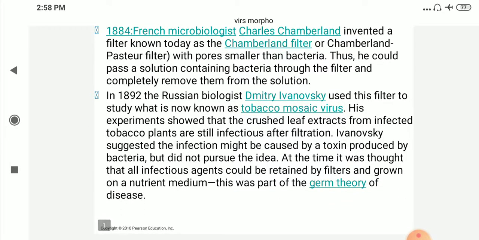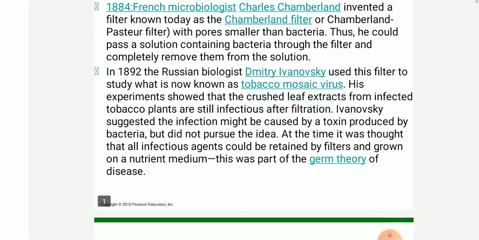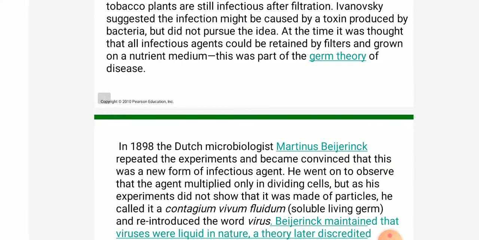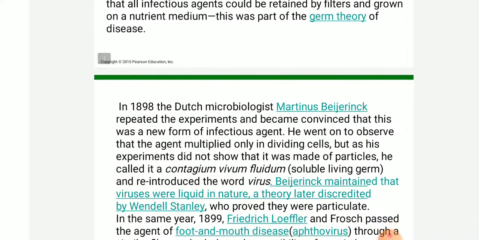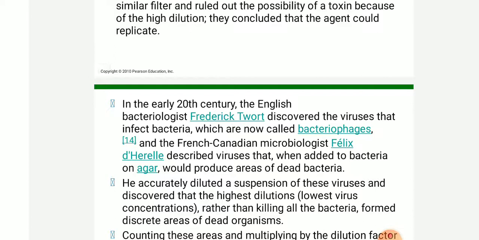Later, Ivanovsky, a Russian biologist, in 1892 filtered a virus from tobacco mosaic disease for the first time. The name of the virus is tobacco mosaic virus. Later in 1898, the Dutch scientist Martinus Beijerinck started some experiments on viruses. In the later century, Frederick worked on bacteriophages.